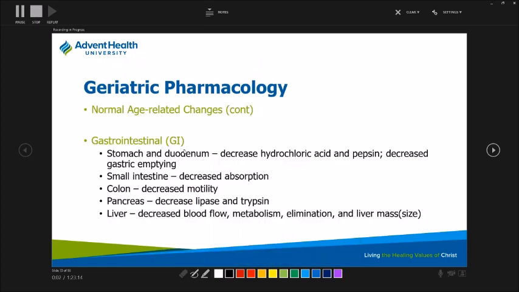As mentioned, from the GI standpoint, you expect to see things like decreased liver blood flow, especially in CHF patients. That can lead to decreased metabolism. Things tend to slow down over time. Constipation is going to be a big issue for a lot of these patients. It's due to slowed motility, but then you're adding all these medications and supplements on board.